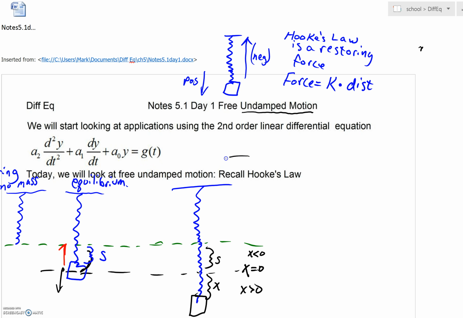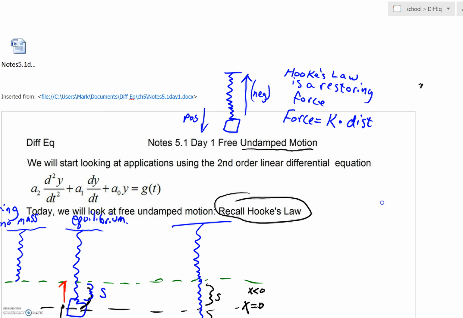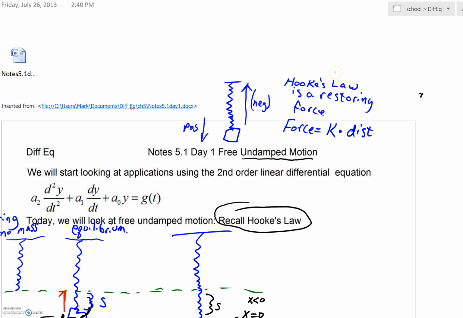and as we recall Hooke's law, as we look at free undamped motion, we're going to recall Hooke's law. Hooke's law is really a restoring force. You can see at the top of our note page here, as a weight is pulled down, the weight is going to be pulling in a direction. We're going to assign that direction to be positive.